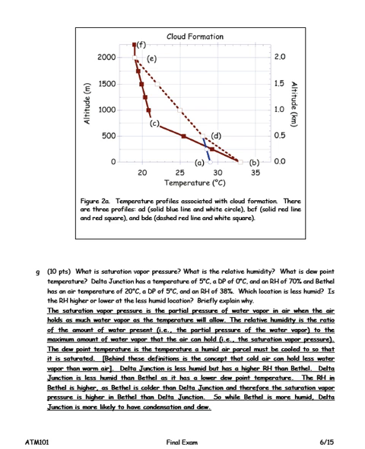And the reason for this is that the saturation vapor pressure is higher in Bethel than it is in Delta Junction because the air is warmer and can hold more water vapor in the air. So while Bethel is more humid, it's less likely for condensation to occur at Bethel than Delta Junction.